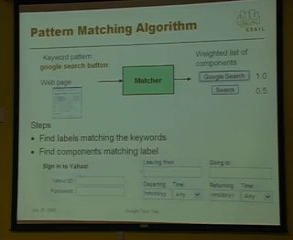Once we have a set of matching labels, we want to find the components of the type that the user has specified that are associated with those labels. If we're talking about buttons, then the association is pretty easy because the label is directly on the button.